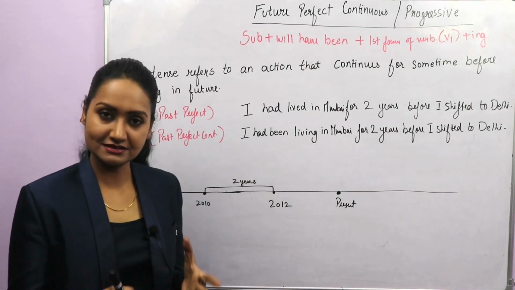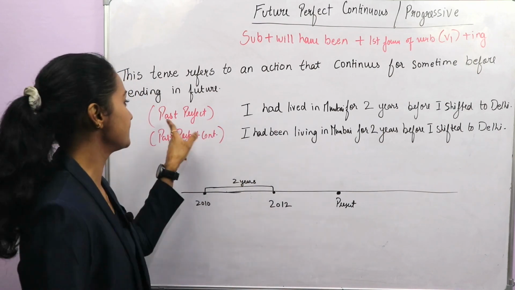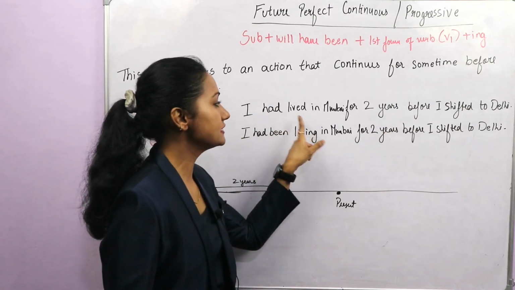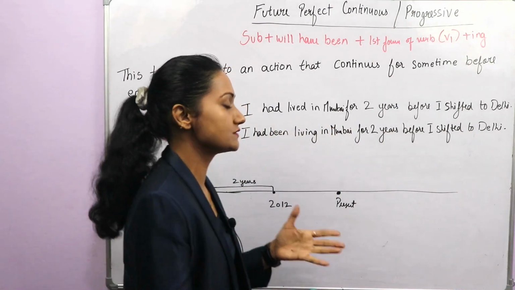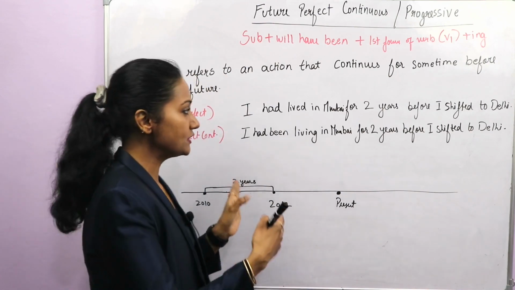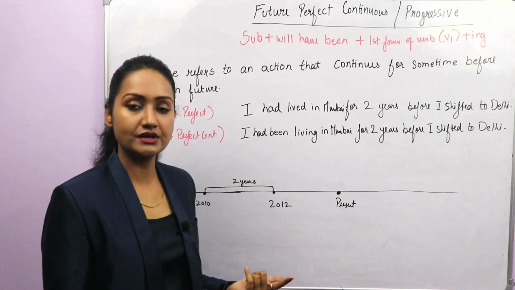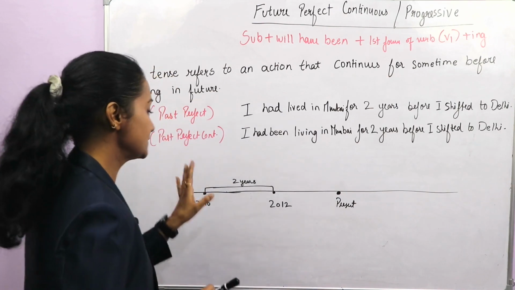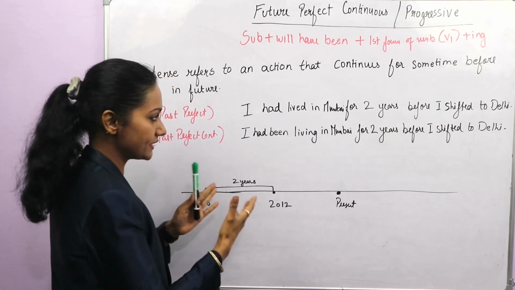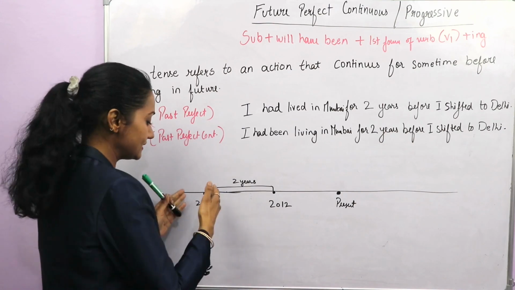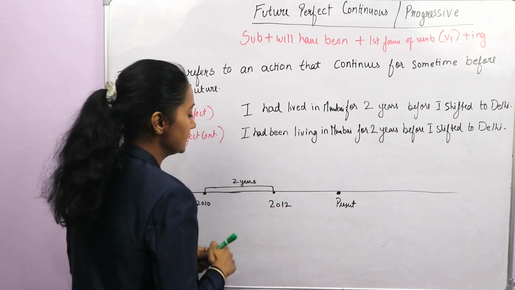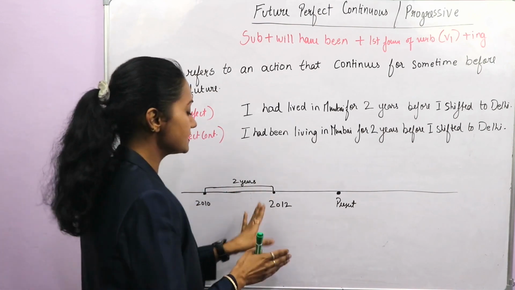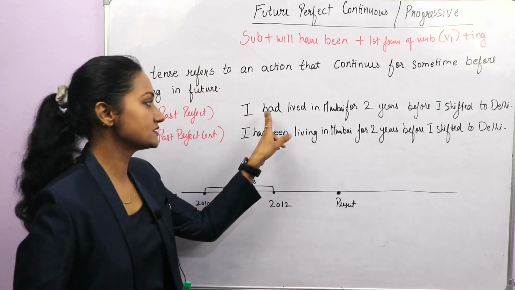Let's take an example of past tense also, okay? So first sentence is in past perfect and the second sentence is in past perfect continuous. I had lived in Mumbai for 2 years before I shifted to Delhi. So what does it mean? We know that past perfect means past in past, okay? So this particular tense shows the order of events in past, okay? So I started to live in Mumbai in 2010, okay, and the action continued till 2012, the duration of 2 years, okay? So it started in 2010 and ended in 2012 in past, okay? So this is what it means.